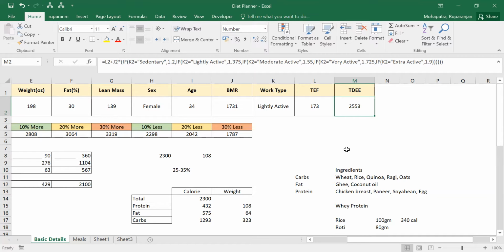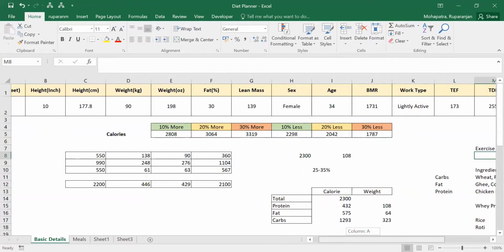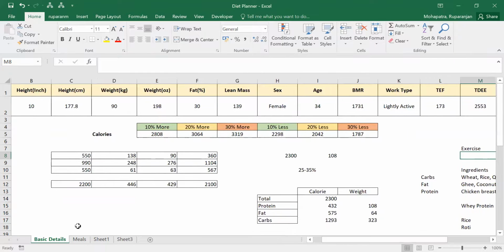Along with this diet, you also need to do exercise to support and fasten the weight loss process. That is a separate topic for discussion. Also, this is our core agenda of this meeting. Do you have any doubt on this topic? I'll stop sharing.